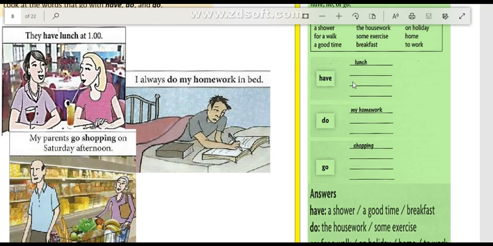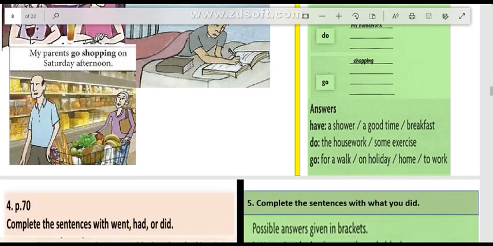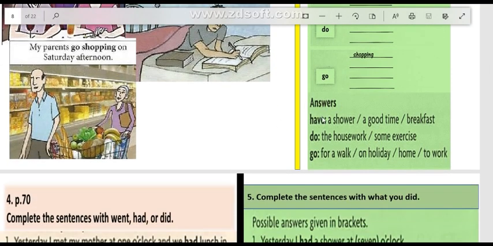I'll repeat it. Have lunch, have a shower, have a good time, have breakfast. Now we have do: do my homework, do some exercises, do housework. Now we have go: go shopping, go for a walk, go to work, go home. Now we have the answers.